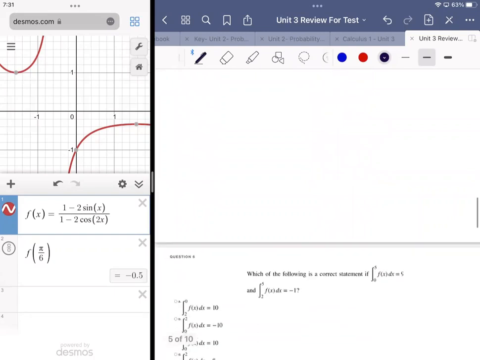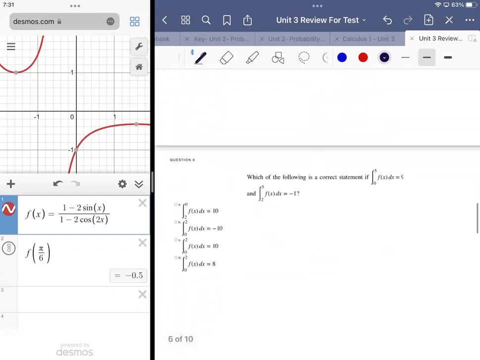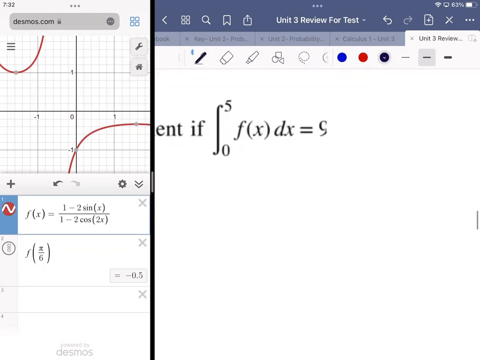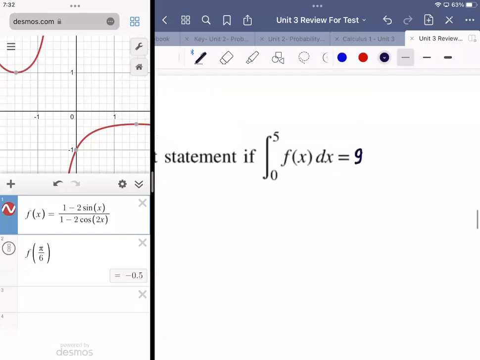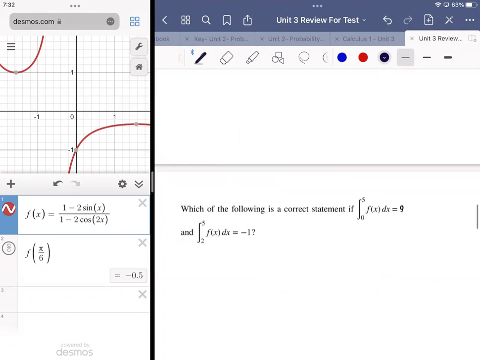So then number 6, those are the properties of integration that we were working on just a little while ago. Which of the following is a correct statement if, it's kind of hard, it got cut off a little bit, but that's supposed to be a 9. I'm sure you can make it out if you look carefully enough. Looks like a g actually, the way I just wrote it. If the integral over the interval of 0 to 5 is equal to 9, and the integral over the interval of 2 to 5 is equal to -1.